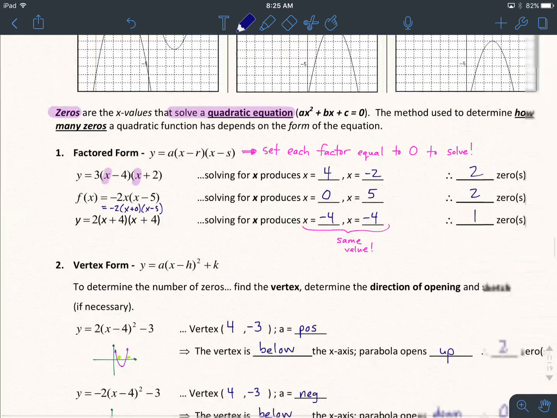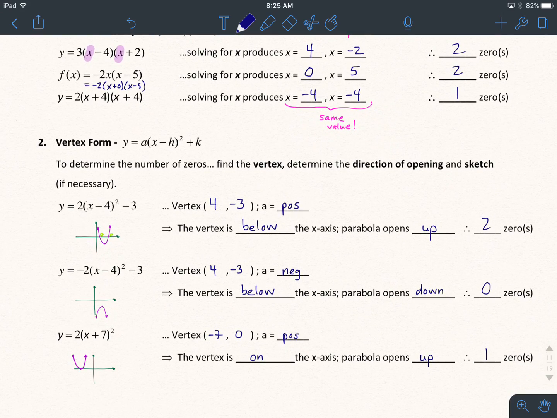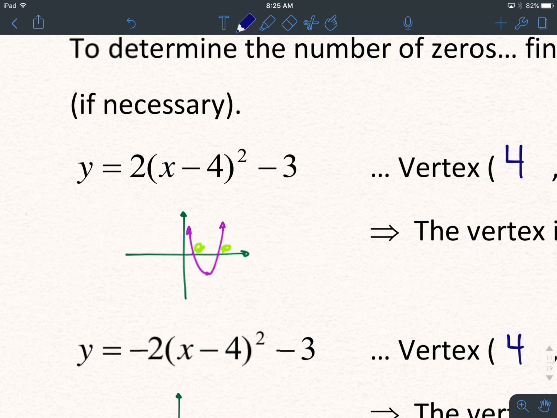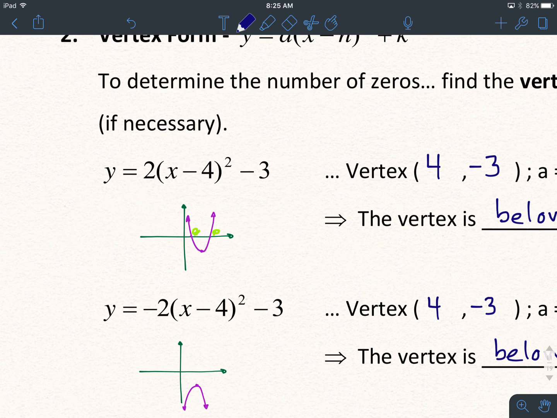In vertex form, this requires a little bit different work. If we have here y equals 2 bracket x minus 4 all squared minus 3, what we recognize is that we have a vertex at (4, -3), and that our parabola opens up. So what this means is that if our vertex is below the x-axis and our parabola opens up, there will necessarily be two solutions for that quadratic equation.